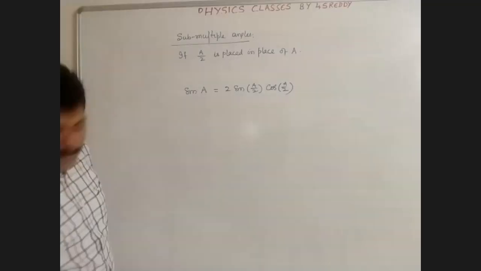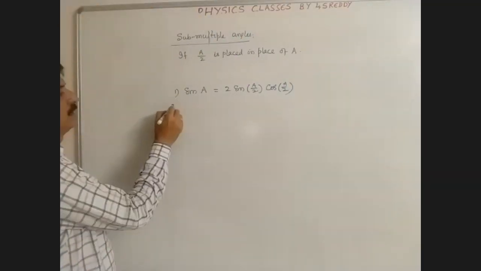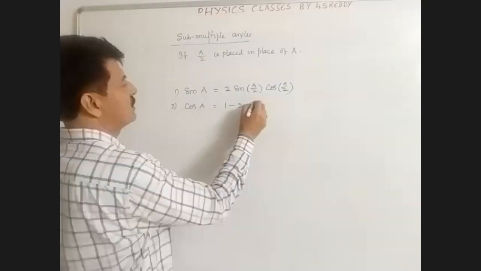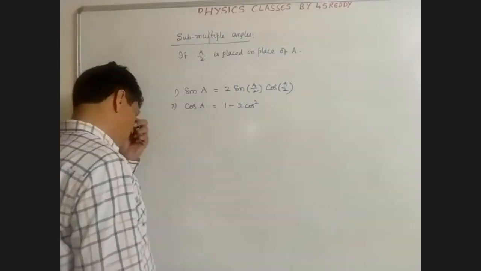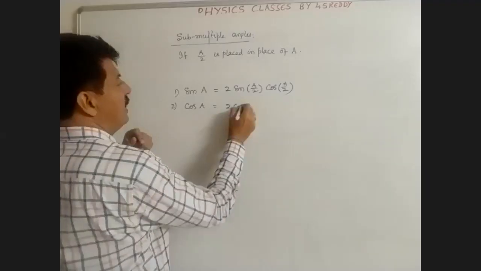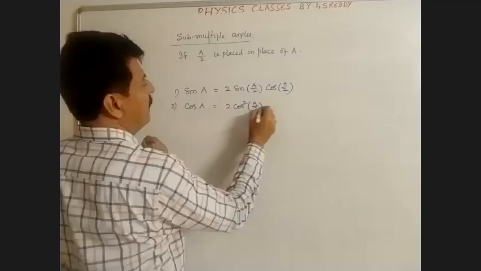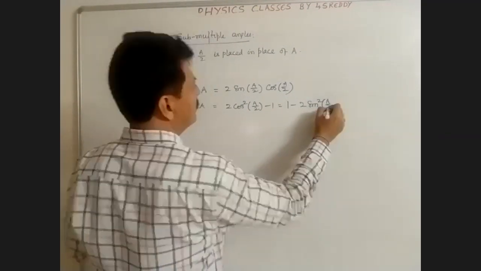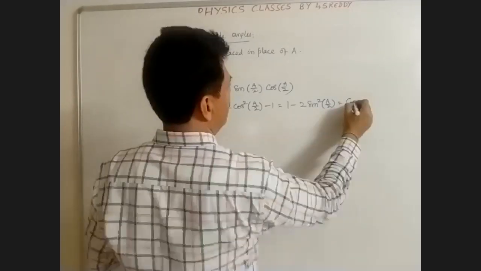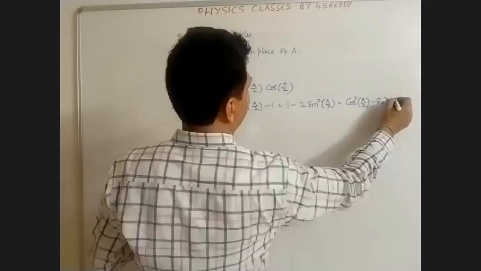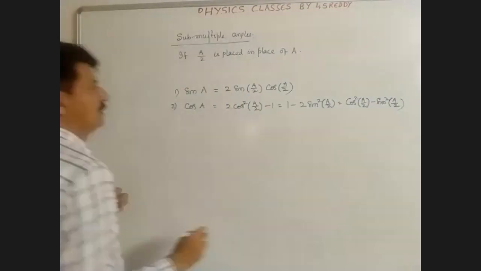And the second one is cos 2A: 1 minus 2 sin square A, or 2 cos square A minus 1, or cos square A minus sin square A. Similarly, for submultiples: 2 cos square A by 2 minus 1, 1 minus 2 sin square A by 2, or cos square A by 2 minus sin square A by 2. Anything you can take like that.